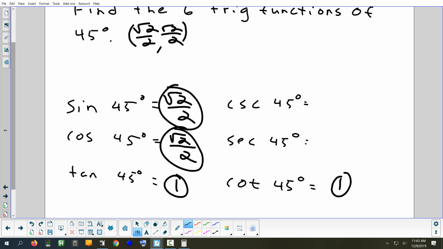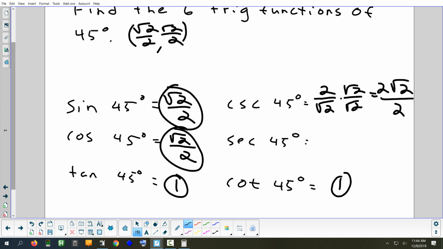Now the cosecant. It's going to be 2 over the square root of 2. But I can't leave the square root in the bottom. So Caleb, what do I have to multiply the top and bottom by to fix that? Square root of 2. And you get 2 square root of 2 over the square root of 4, which is 2.